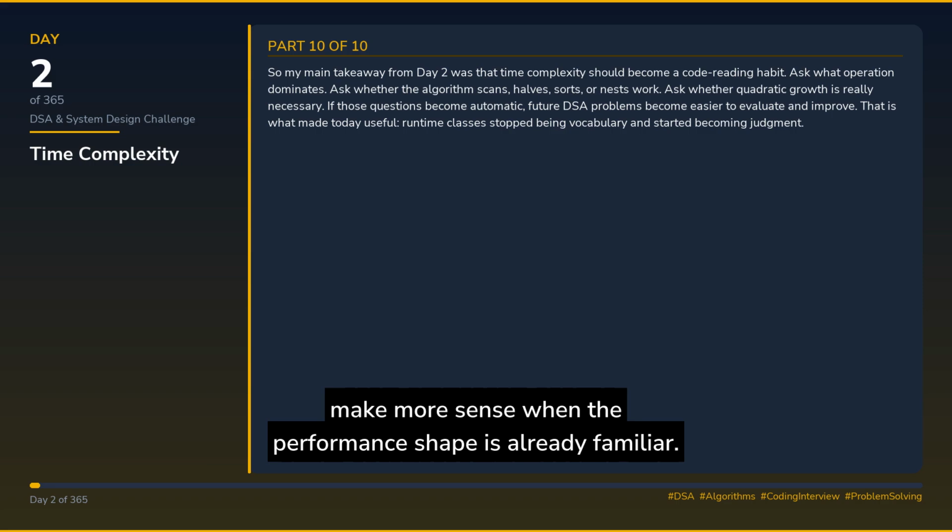So my main takeaway from Day 2 was that time complexity should become a code reading habit. Ask what operation dominates. Ask whether the algorithm scans, halves, sorts, or nests work. Ask whether quadratic growth is really necessary. If those questions become automatic, future DSA problems become easier to evaluate and improve. That is what made today useful. Runtime classes stopped being vocabulary and started becoming judgment.